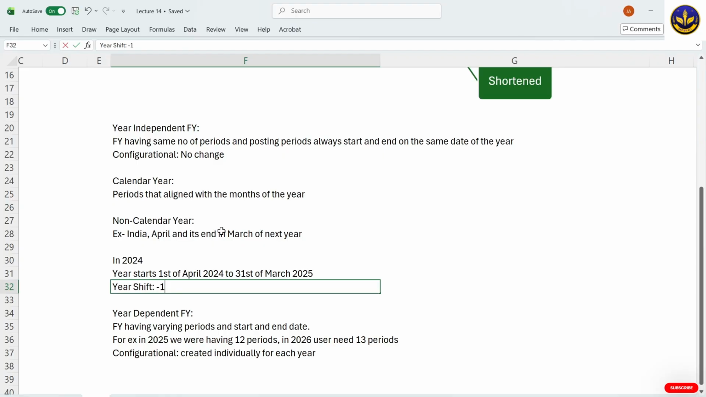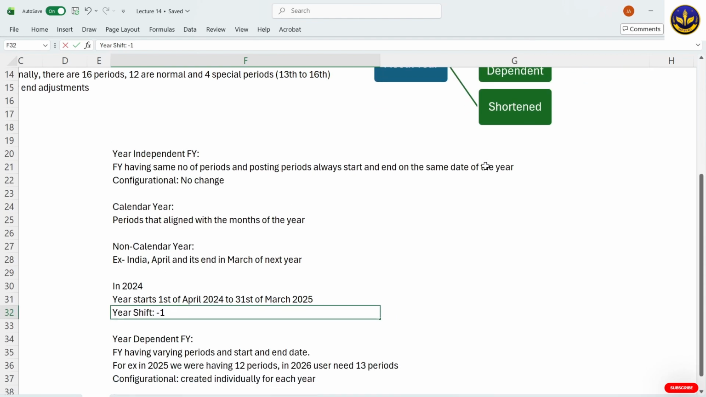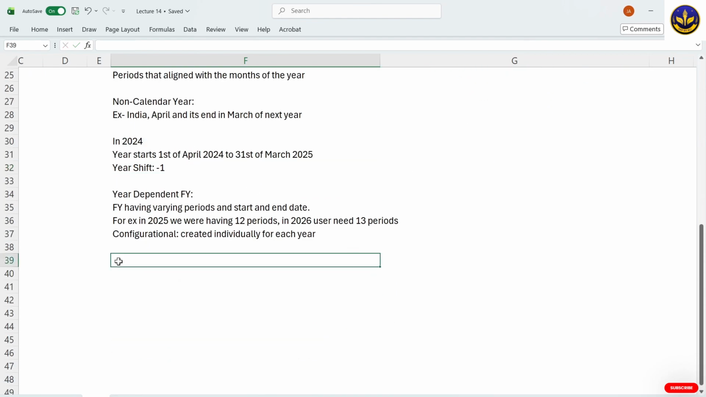And the next in this series is shortened. So what is shortened?